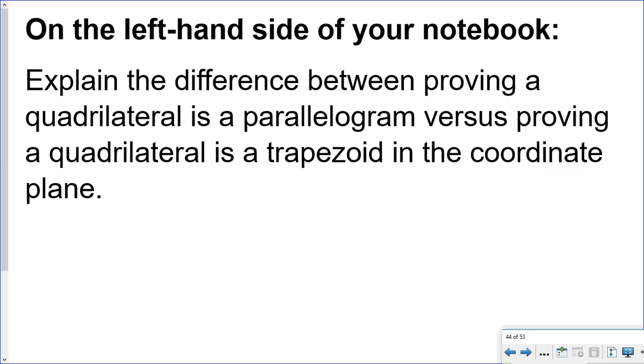All right. So I want you to tell me what is the difference between proving a quadrilateral is a parallelogram versus proving a quadrilateral is a trapezoid in the coordinate plane. So do that on that left-hand side blank page of your notes. So pause and do that.